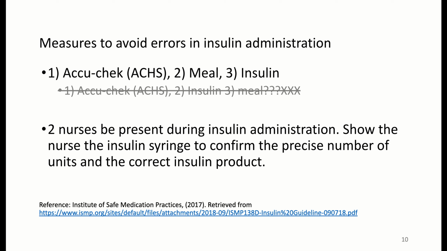Because what happens if you administer insulin without the meal, you run the risk of hypoglycemia. You want to make sure that the patient is about to eat or has had just a meal before a subcutaneous injection of insulin. Many facilities require that two nurses be present in the administration of insulin. So nurse A will show nurse B the insulin syringe to confirm the precise number of units and the insulin vial to confirm that the correct insulin product is administered.